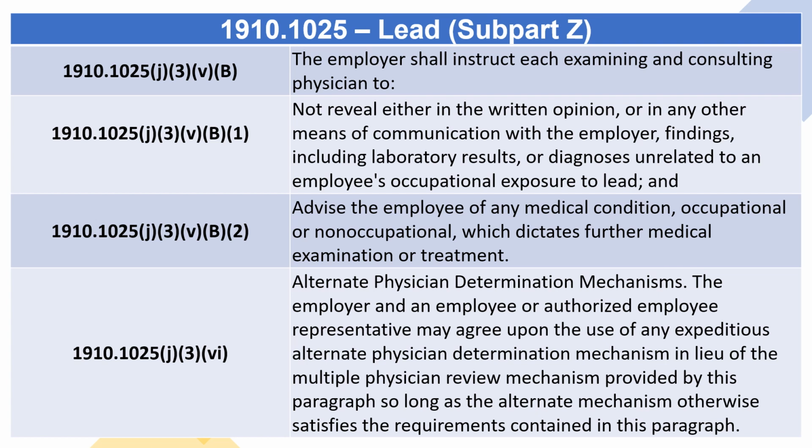1910.1025(j)(3)(vi). Alternate physician determination mechanisms. The employer and an employee or authorized employee representative may agree upon the use of any expeditious alternate physician determination mechanism in lieu of the multiple physician review mechanism provided by this paragraph so long as the alternate mechanism otherwise satisfies the requirements contained in this paragraph.